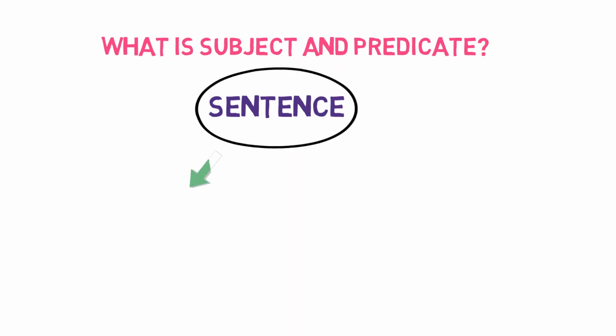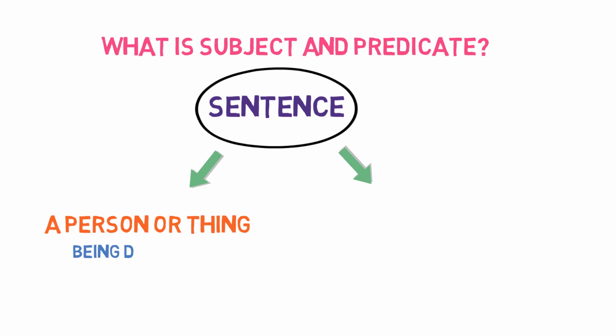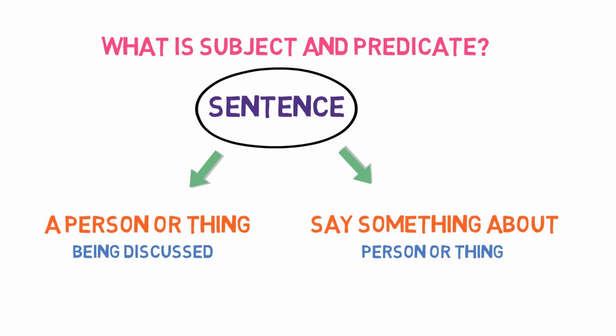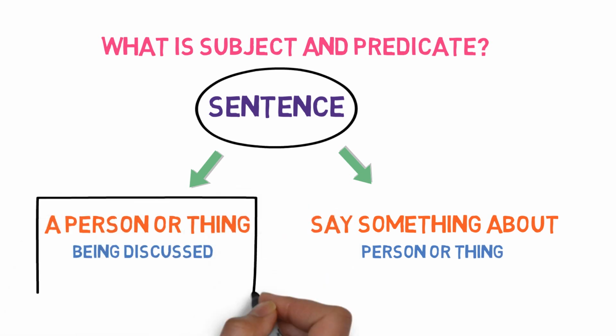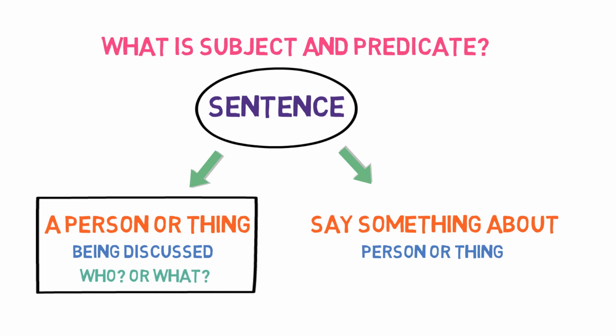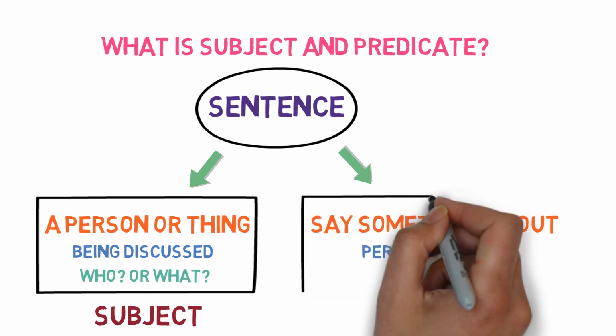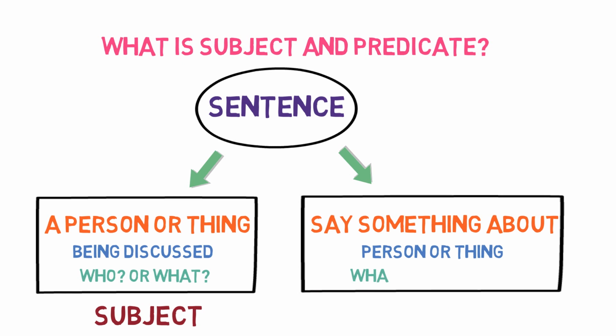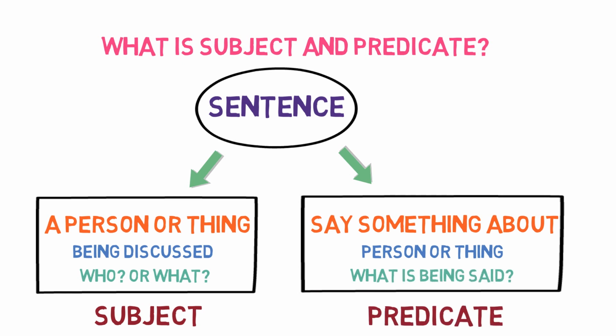What is subject and predicate? Every sentence is made up of two parts. Number 1, a person or thing that is being discussed, described or dealt with. And number 2, say something about that person or thing. The part of the sentence which tells who or what the sentence is about is called subject. And the part of the sentence which tells what is being said about the subject is called predicate.